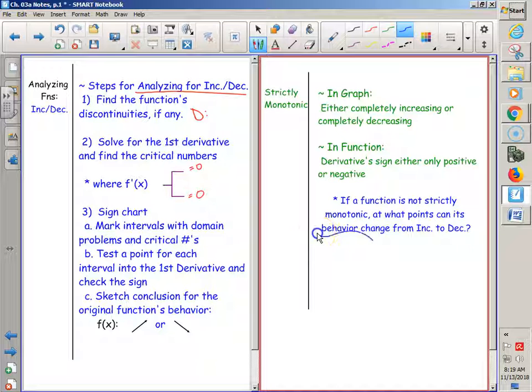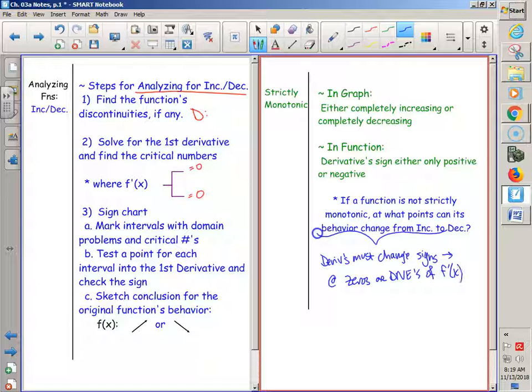This bottom question: if a function is not strictly monotonic, can the function change from increasing to decreasing? Its derivative must change signs, which can only happen at zeros or DNEs of the derivative. And wait a minute, what are zeros or DNEs of the derivative called?